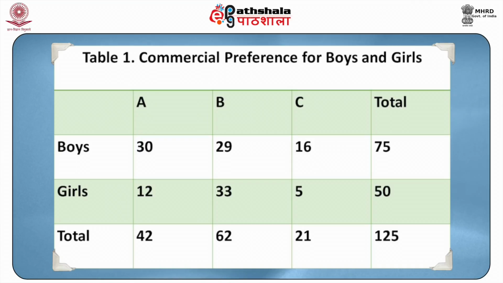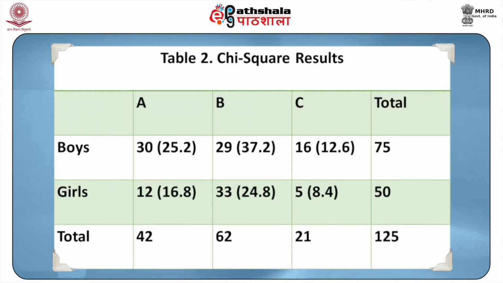that is 0.202. The expected number of children in this cell then is 0.202 into 125, that is 25.2. There is a faster way of computing the expected count for each cell. Multiply the row total by the column total and divide by n. The expected count for the first cell is therefore 75 into 42 divided by 125, which comes to 25.2. If you perform this operation for each cell, you get the expected counts in parentheses shown in table 2. Note that the expected counts properly add up to the row and column totals.